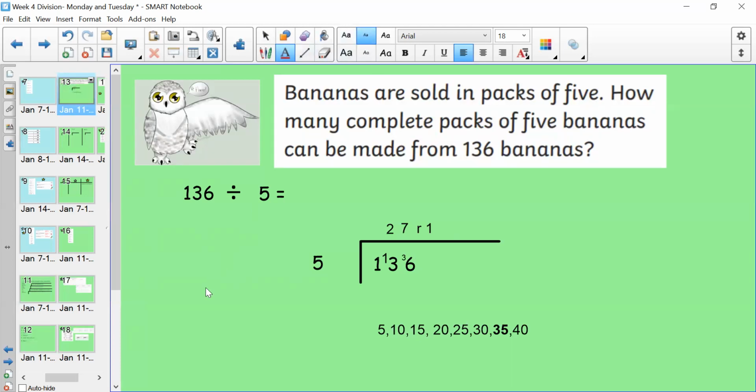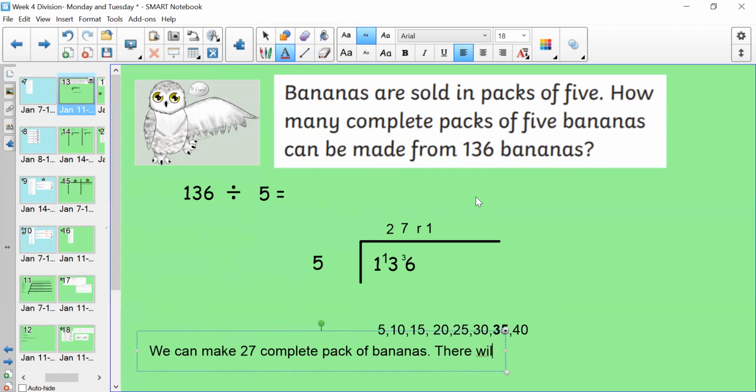Okay, so our answer sentence then for this question. So the question was, how many complete packs of 5 bananas can be made from 136 bananas? We can say we can make 27 complete packs of bananas. And we can put there will be 1 banana left over. Okay, so you should have something similar to this on your page.